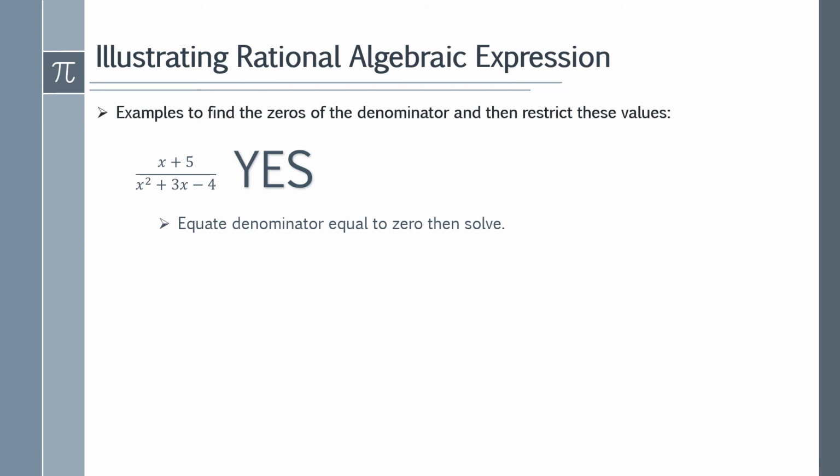Paano? Equate the denominator equal to 0. Then, solve. So, what's the denominator? The denominator is x squared plus 3x minus 4. Then, equate that one to 0. So, that is equal to 0. Then, solve. So, in this case, class, yung denominator natin is not a linear equation.